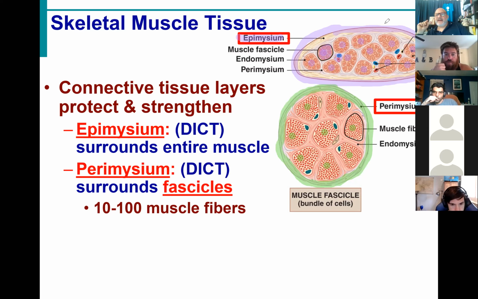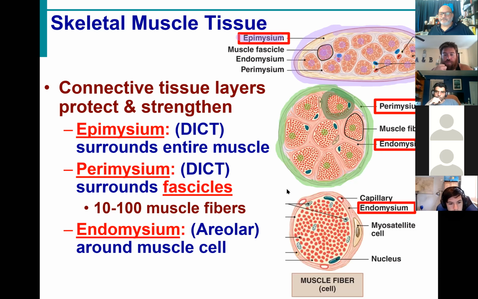But notice as we look at each individual muscle cell, we see that they also have a connective tissue that wraps around, isolating and insulating each individual muscle cell. So if we pull out one muscle cell, we see that muscle cell has an areolar connective tissue that wraps around it, that based on its location, we call the endomysium.